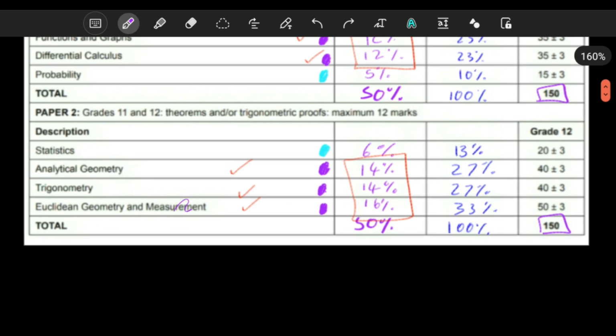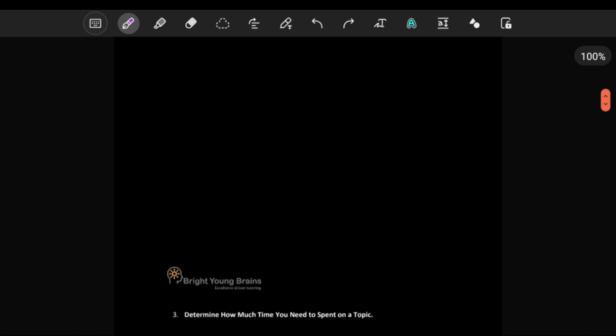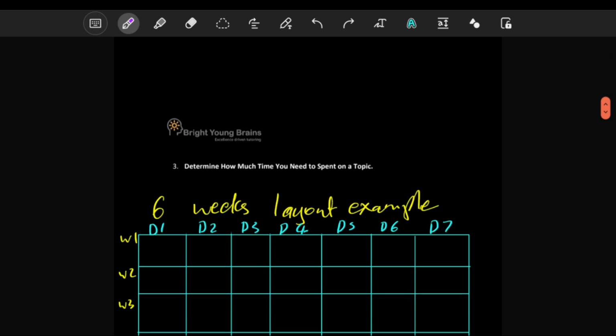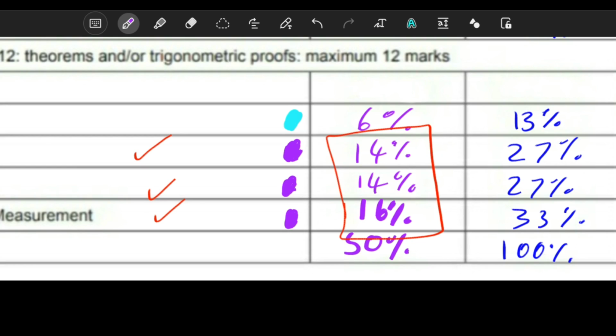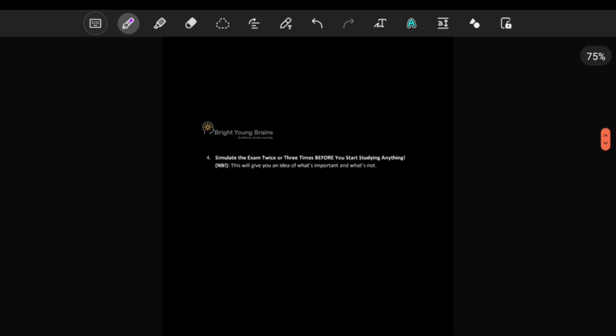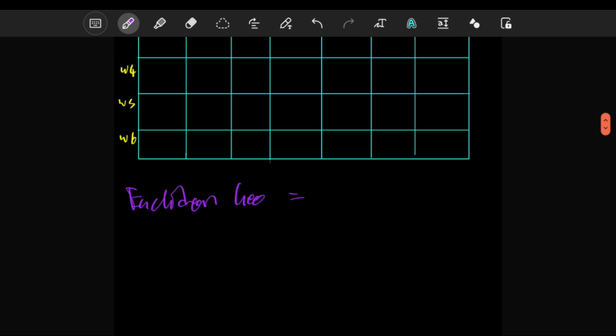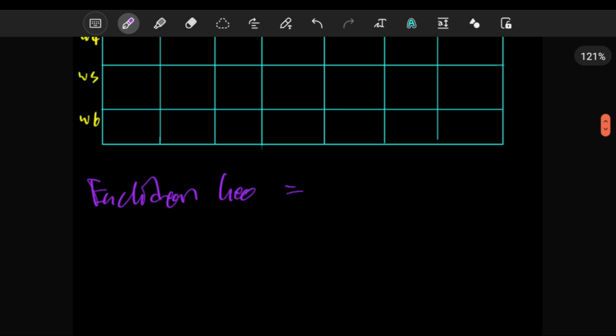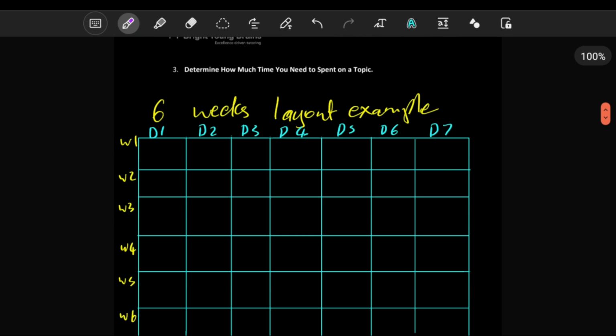Let's start off with Euclidean geometry. What we know is that Euclidean geometry is going to contribute 16% to your entire mark. So what you need to remember is that Euclidean geometry needs to take up 16% of these 6 weeks.